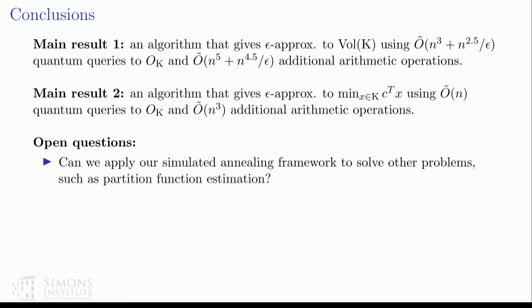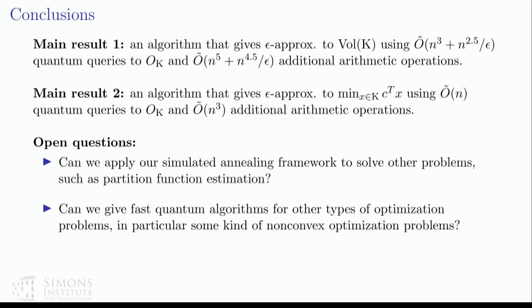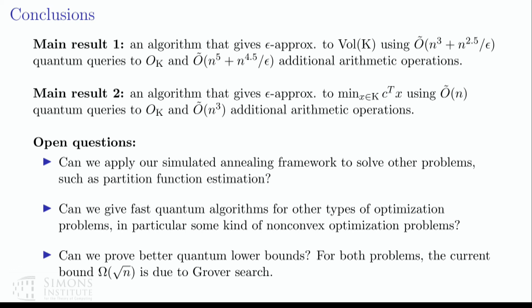First, can we apply our simulated annealing framework to solve other problems such as partition function estimation? And maybe also, can we go beyond the scope of this session? I think this session mainly talks about convex optimization, but maybe it is also of interest to talk about non-convex optimization problems. And at last, can we prove better quantum lower bounds? For both problems, the current quantum lower bound is really weak, and I think we want to really improve it. Thanks for your attention.